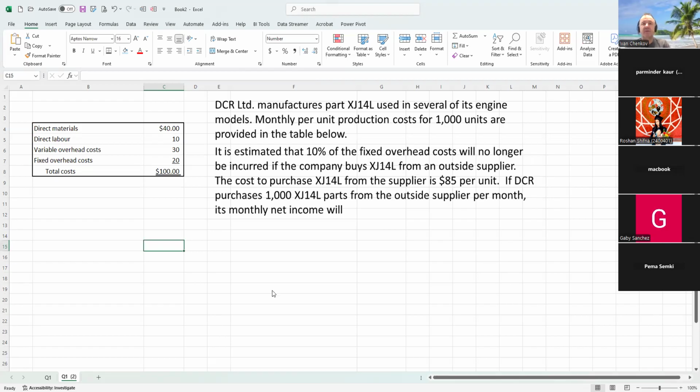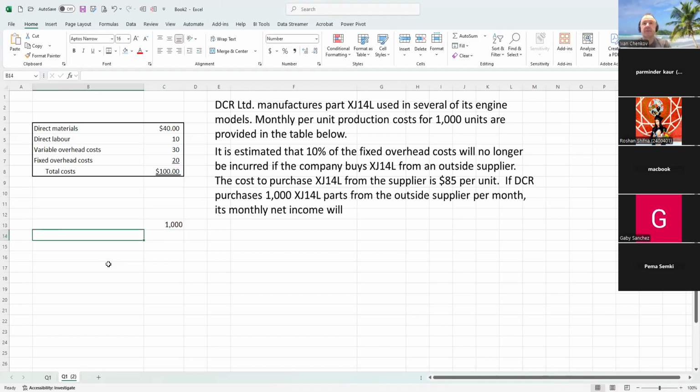Can you guys see it? Yes. Awesome. So, how are we going to do this? Well, let's do it our way, and then we're going to try to flip it to the Wiley way, and you can do it in the Wiley way. First, we're talking about 1,000 units, right? The monthly per unit production cost for 1,000 units. Now, the units that we're chasing is 1,000 units.